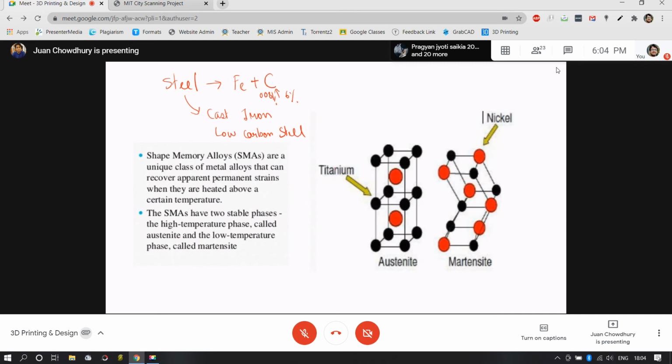Now, one of the structures is austenite, and a harder version of it is martensite. All right, as you can see, particularly the placement of titanium and nickel actually changes in a nitinol based alloy. Nickel metal is introduced in certain strategic places, because of which the structure changes and it is more responsive to the external environment now. So what's the highlight? It can recover apparent permanent strains.